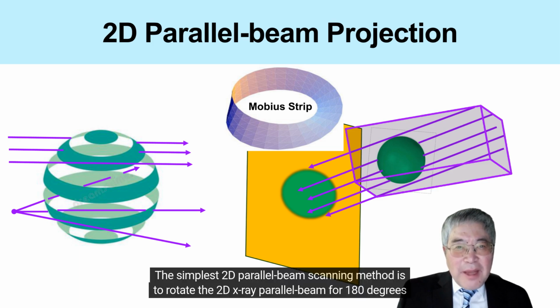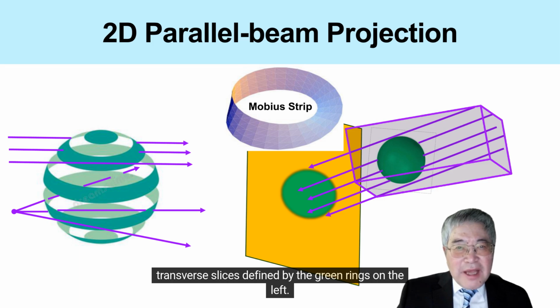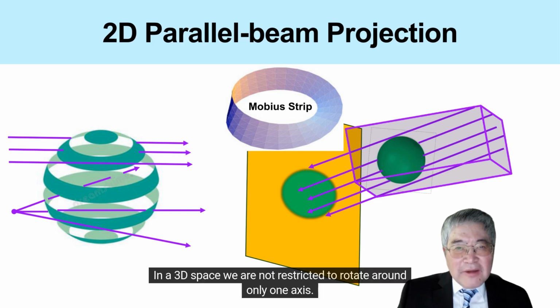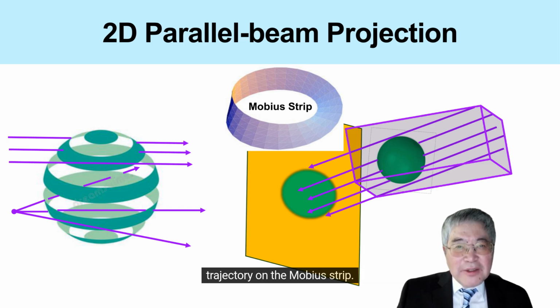The simplest 2D parallel beam scanning method is to rotate the 2D X-ray parallel beam for 180 degrees around a fixed axis and decompose the 3D reconstruction problem into many 2D tasks to reconstruct parallel transverse slices defined by the green rings on the left. These tasks are not new, as we already know how to reconstruct a 2D cross-section from either parallel beam or fan beam projection data. In a 3D space, we are not restricted to rotate around only one axis. In fact, we can illuminate the object from any orientation as we wish, say along the normal vectors from any trajectory on the Mobius strip.